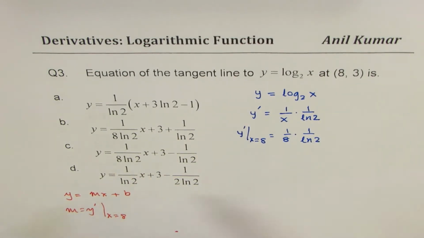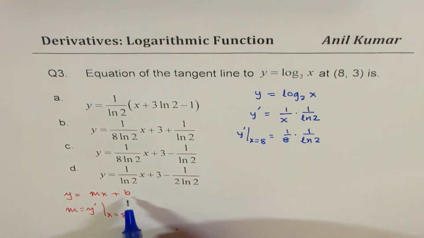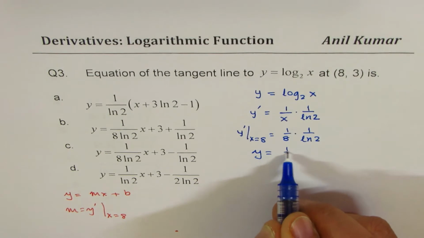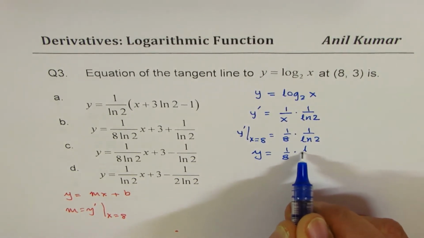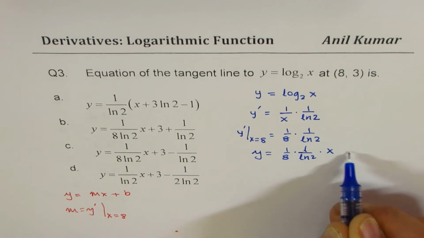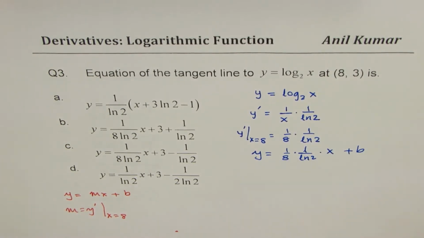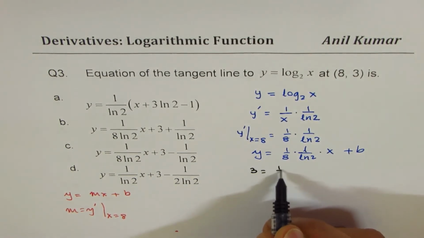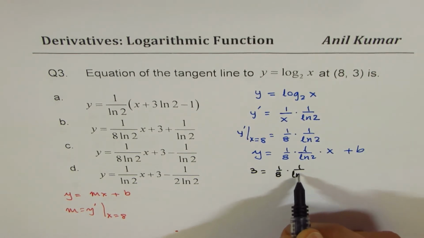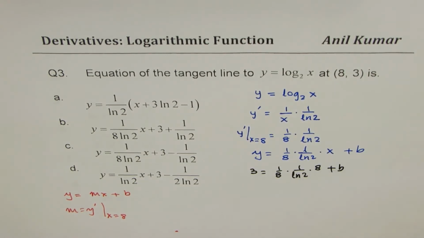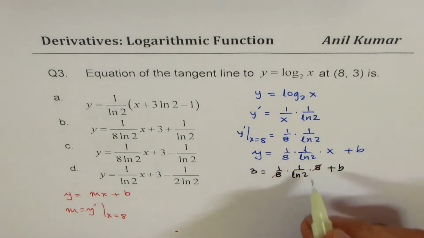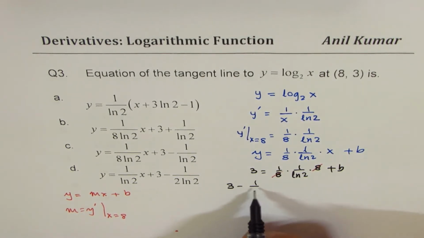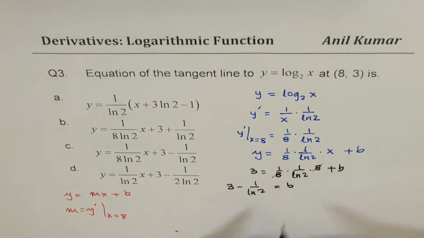Now, using this equation, y equals mx plus b, we'll find the y-intercept b. So we could write this as y equals the slope 1 over 8 times 1 over ln 2 times x plus b as our equation. Now, replacing y with 3 and x with 8, we get 3 equals 1 over 8 times 1 over ln 2 times 8 plus b. As you can see, 8 and 8 will cancel. So the y-intercept will be 3 minus 1 over ln 2.